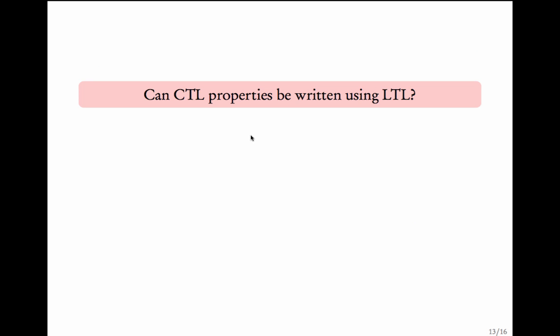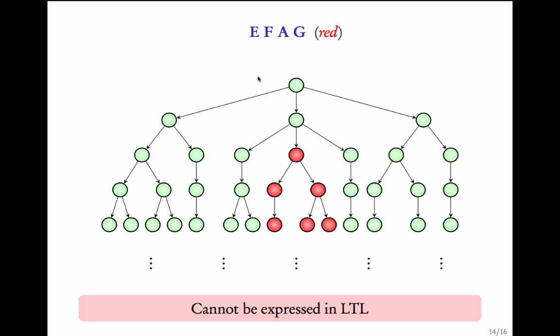Now we ask the reverse question. What if every CTL property can be written using LTL? Then we do not have to use CTL at all. And unfortunately, the answer is no here as well. And that is because of this CTL formula. We also saw this in CTL star. So EFAG red, this is a CTL formula which says that there exists a path which reaches a state from which the entire subtree satisfies red. And such a property cannot be expressed using LTL.